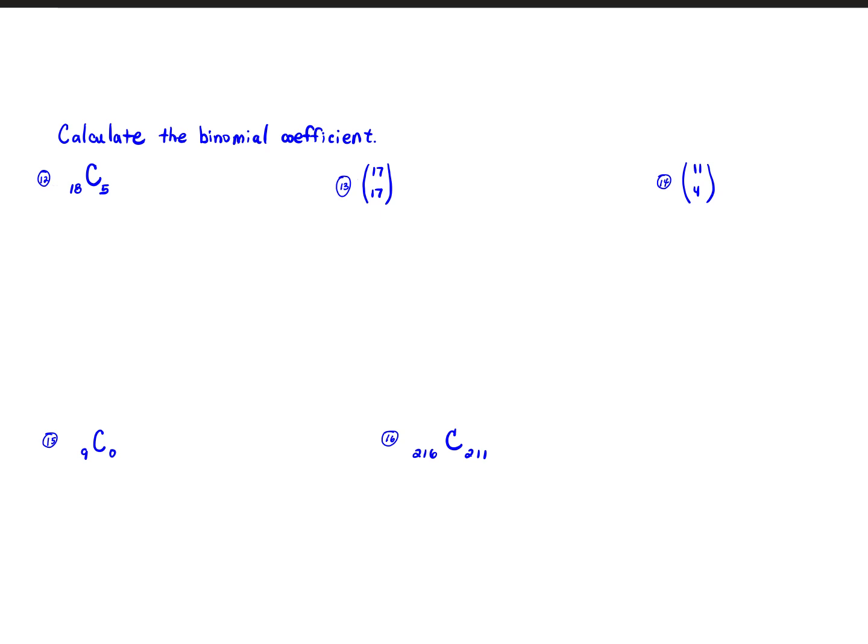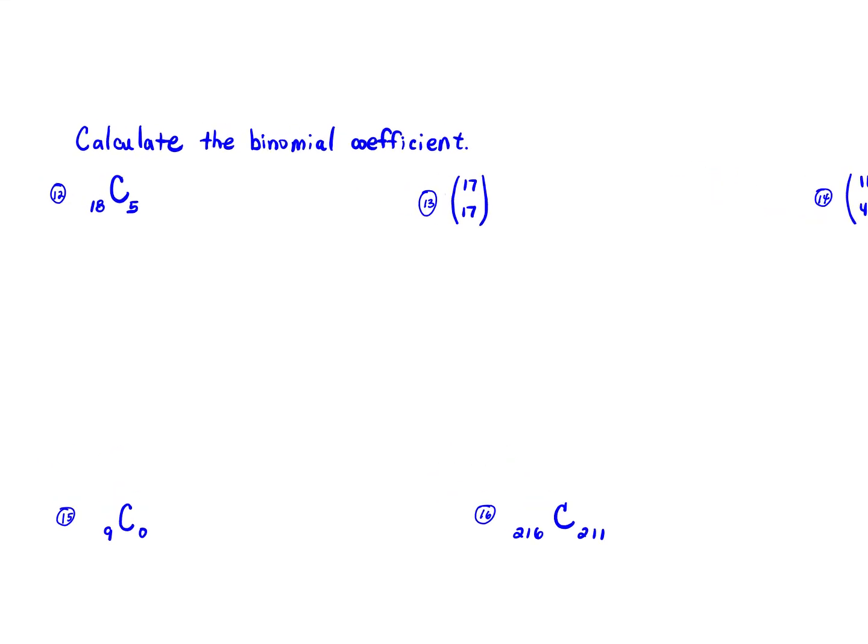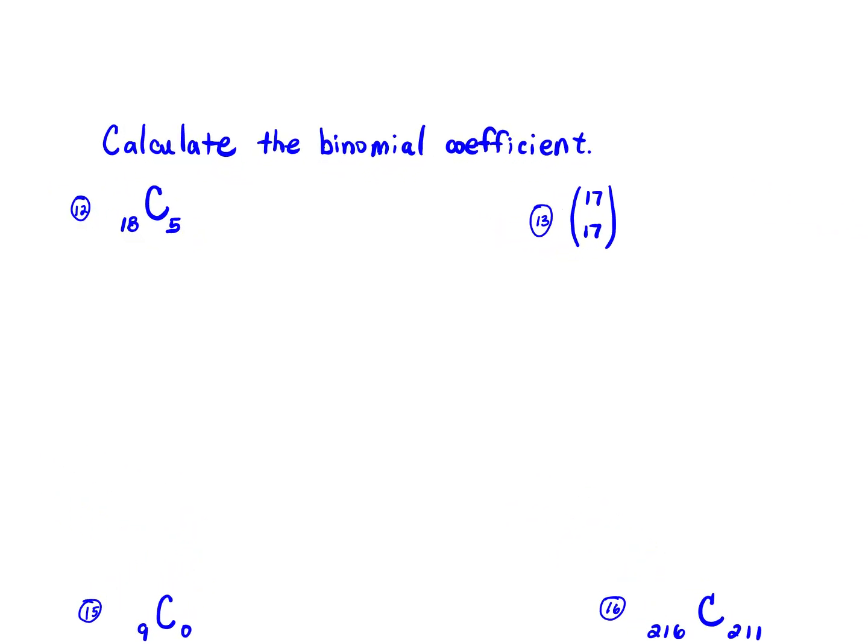Your next sections come from the 13.6 lesson. So for number 12, you have this weird looking thing that says 18C5. That sub 18 and that sub 5 are the numbers that are going to be in your parentheses. It's just written for you in a different manner. So this would be your combination of them. So your 18 is going to go on top. The 5 is going to go on the bottom.